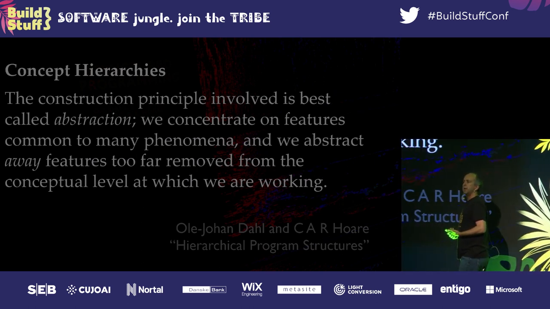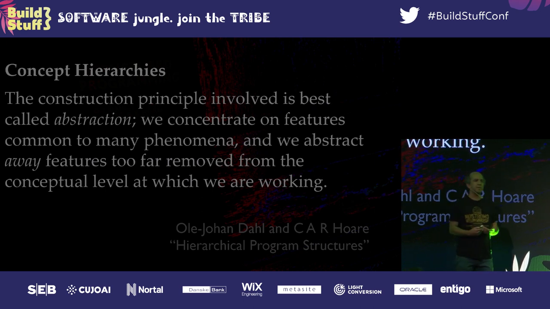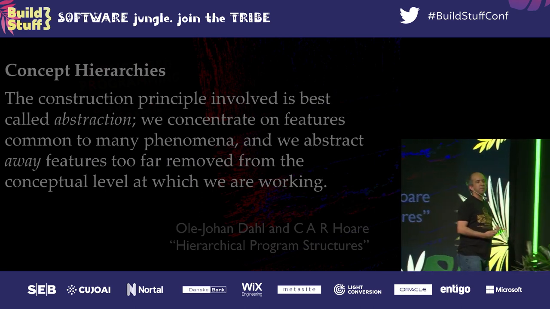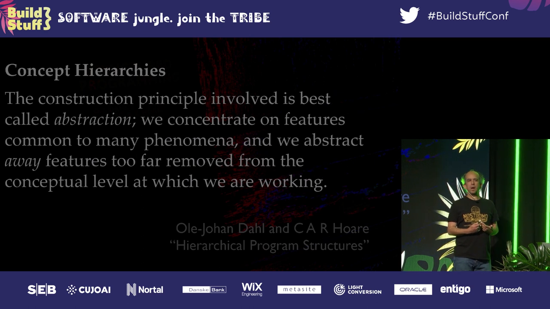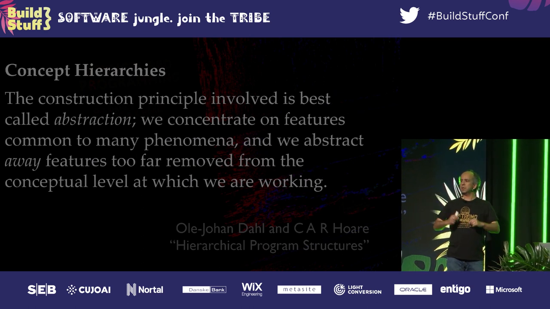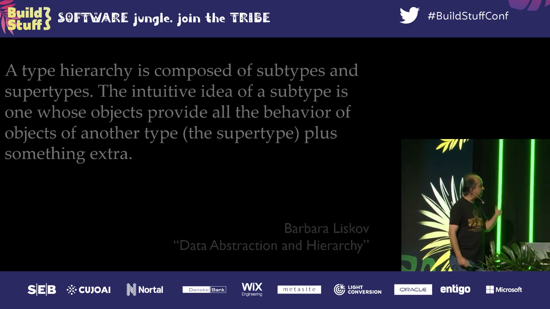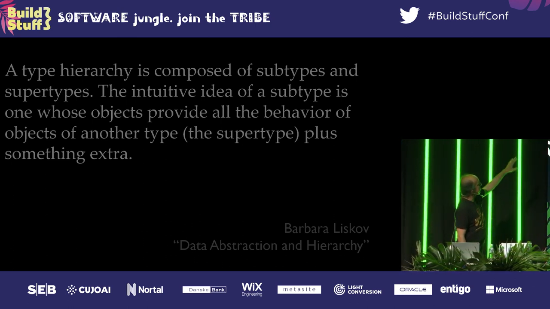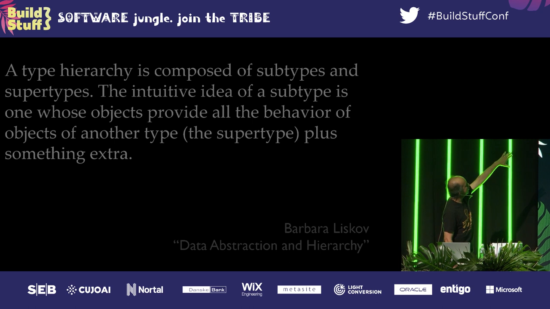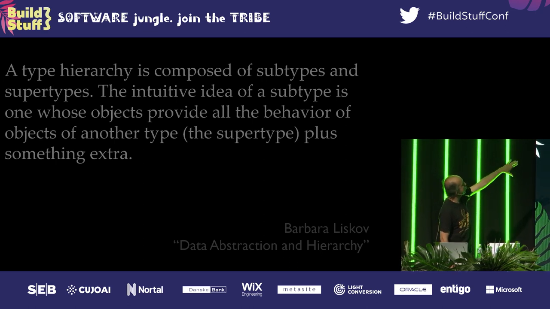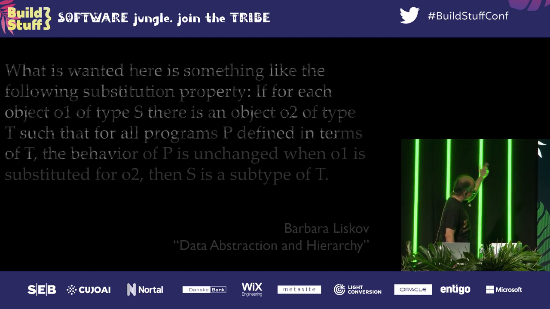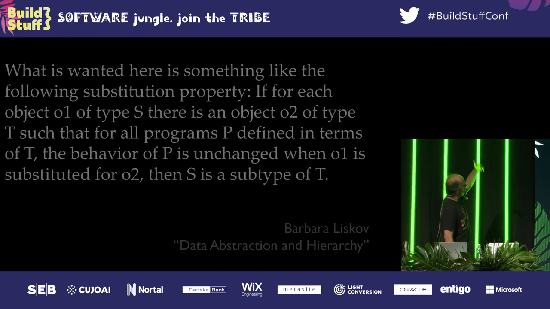So there's one thing as a consultant that I can tell you: whenever I see anybody using inheritance, there's a pretty good chance they're not using it well, or they're using it for code reuse. But it probably doesn't make a lot of sense. And it turns out we've got a guiding principle. Barbara Liskov again, in her 87 paper: a type hierarchy is composed of subtypes and supertypes. The intuitive idea of a subtype is one whose objects provide all the behavior of objects of another type, the supertype, plus something extra. And she had a more rigorous formalization of it, blah, blah, blah, such that there is an object type, et cetera, et cetera.